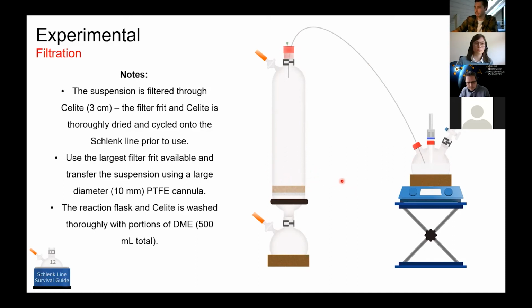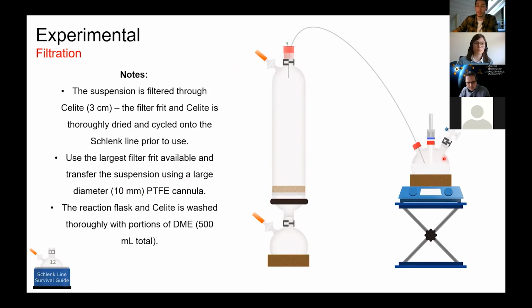To transfer this safely from the reaction flask into the filter frit, you will need the widest Teflon cannula that you can get. We use a 10mm diameter, so these are quite flexible, so it's quite easy to work with as well.